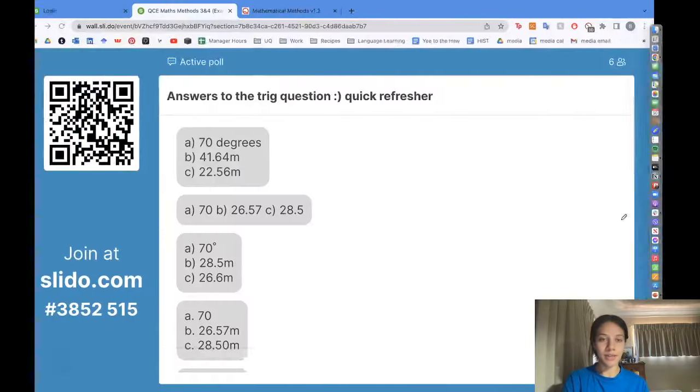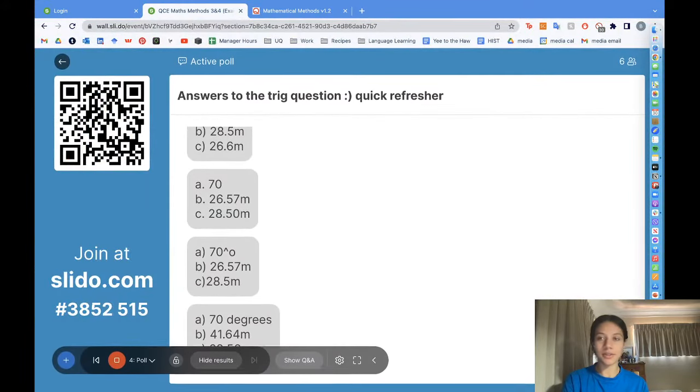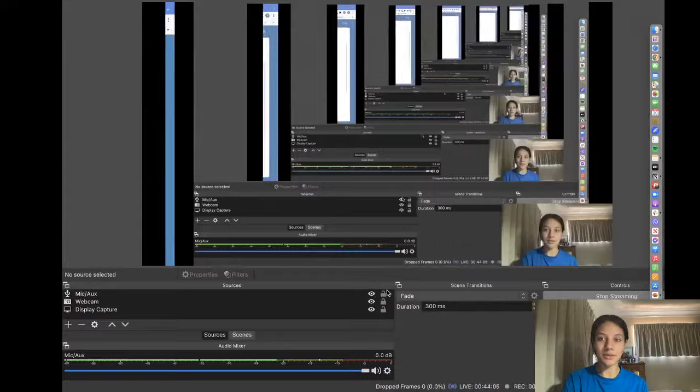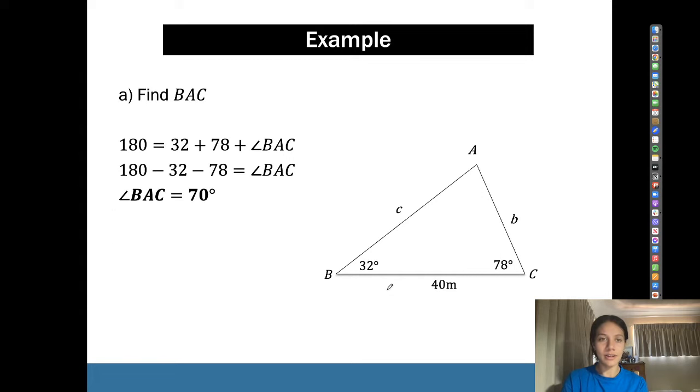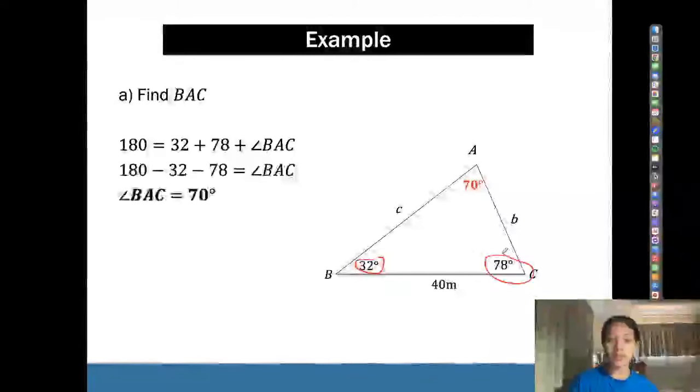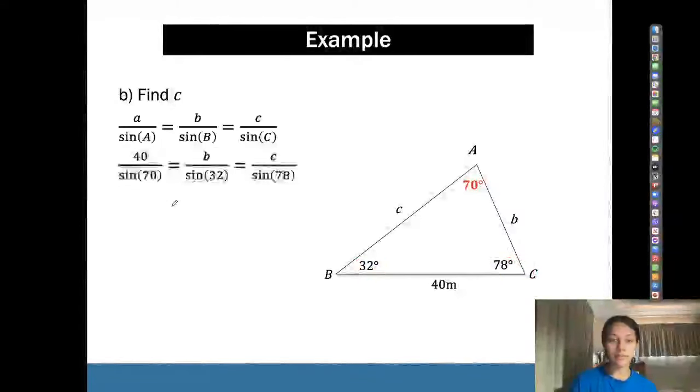So see how we're going with our responses. Cool. Very nice. Seems like everyone's got some answers in. So I reckon we're good to go through A, B, and C. So to find the angle, going back to the idea that all of your angles add up to 180 degrees inside of a triangle. So all you have to do is go 180 minus 32 minus 78, and hopefully you'll get 70 degrees.